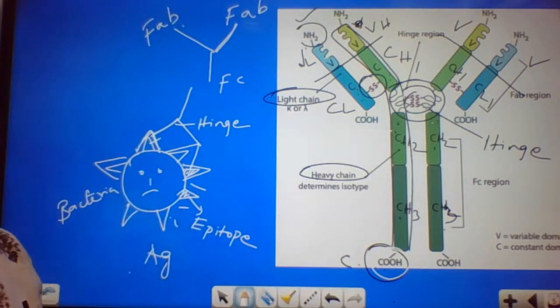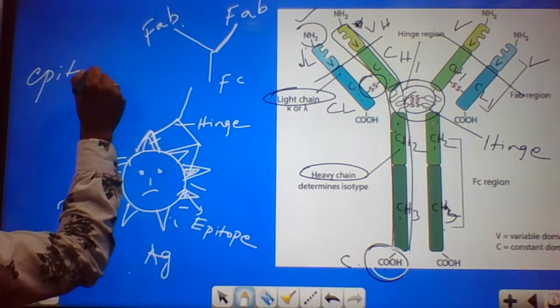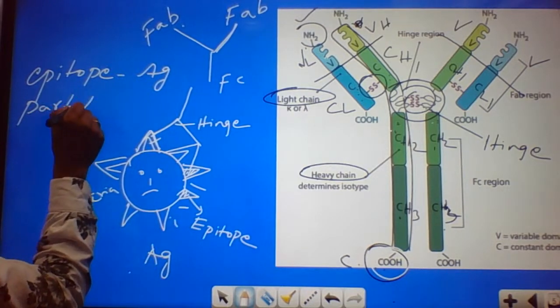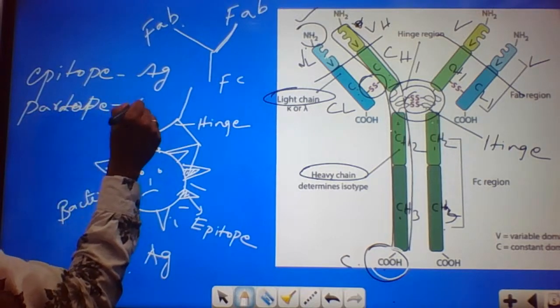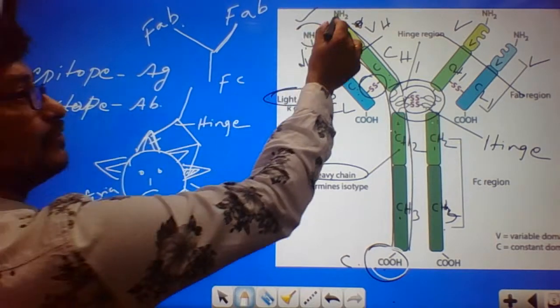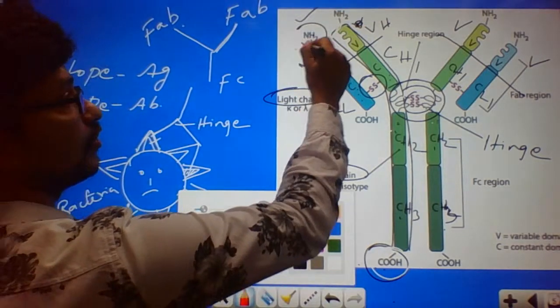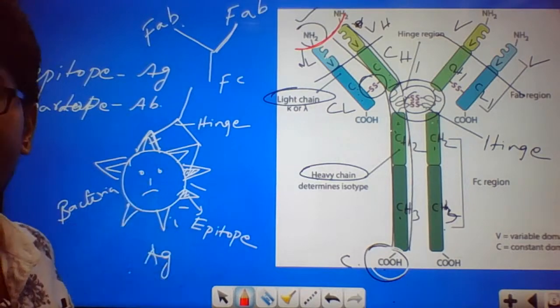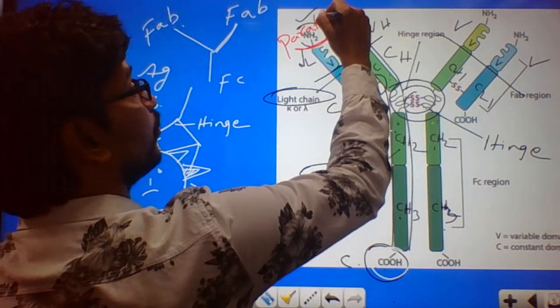One more thing you should remember is epitope and paratope. Epitope is for the antigen. Paratope is for the antibody. Paratope is for the antibody. It is the region on the antibody, the particular region where it goes and binds with the antigen. That is called the paratope. So paratope is for the antibody.